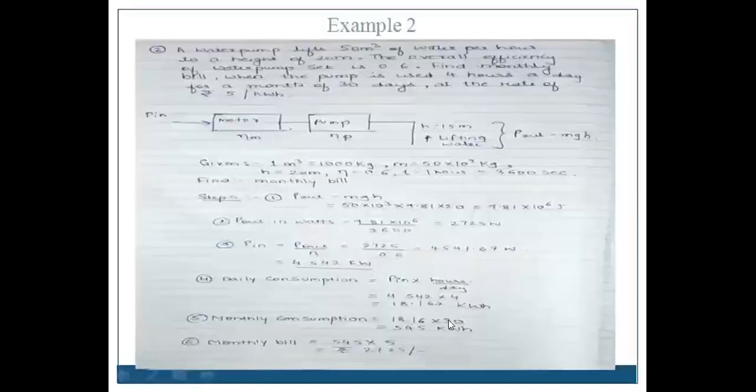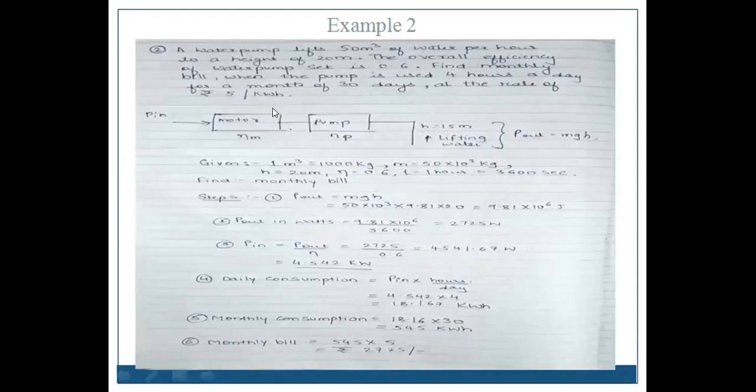Second question. A water pump lifts 50 meter cube of water per hour to a height of 20 meters. The overall efficiency of the water pump set is 0.6. Find the monthly bill when the pump is used 4 hours a day for a month of 30 days at a rate of rupees 5 per kilowatt hour.